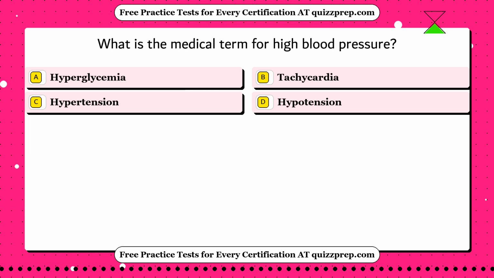Question 65. What is the medical term for high blood pressure? Option A. Hyperglycemia. Option B. Tachycardia. Option C. Hypertension. Option D. Hypotension.